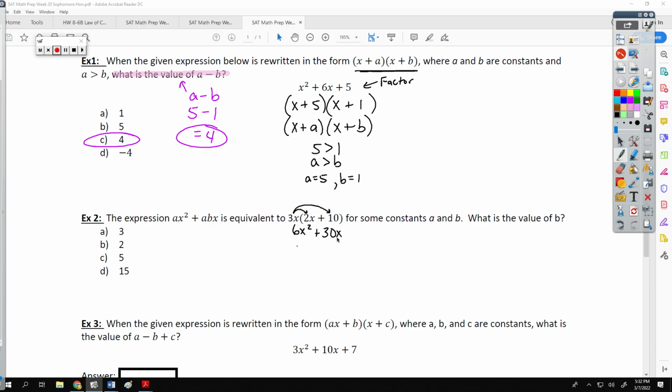Then we need to compare that to the expression ax squared plus abx. Hopefully we would then immediately realize that a equals 6, and plug that in right there for this a. So then we would say, all right, well, if a is 6, and I've got 30 here and a times b here, since a is 6, 6 times b has to equal 30. Divide by 6, and we get the value of b has to be 5. So b is 5.